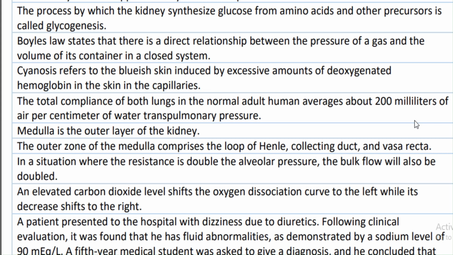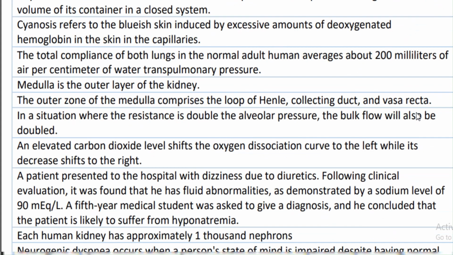This is true. In a situation where the resistance is double the alveolar pressure, the bulk flow will also be doubled. False. An elevated carbon dioxide level shifts the oxygen dissociation curve to the left, while a decrease shifts it to the right. This is false.